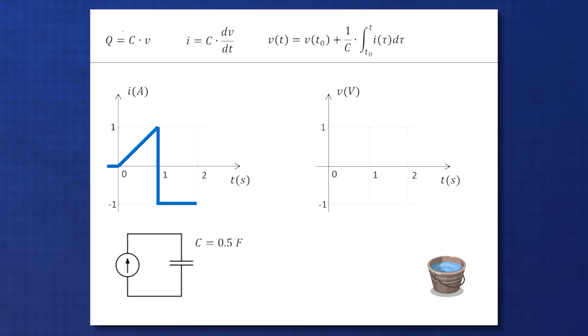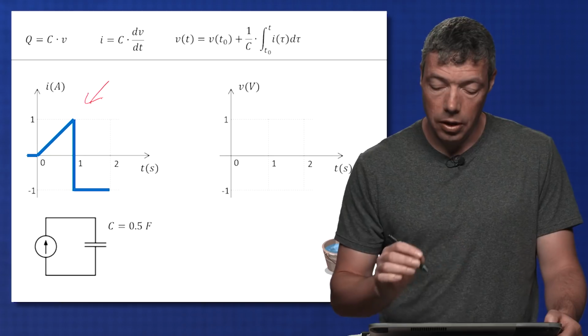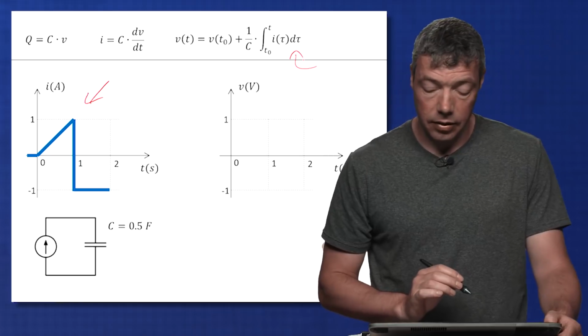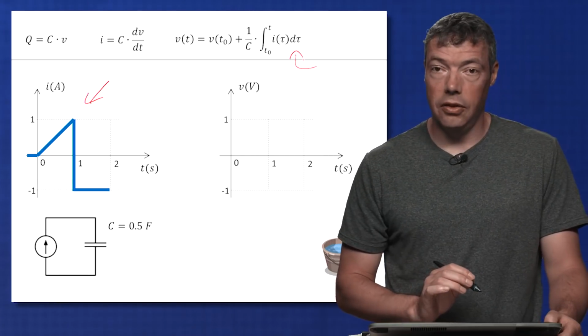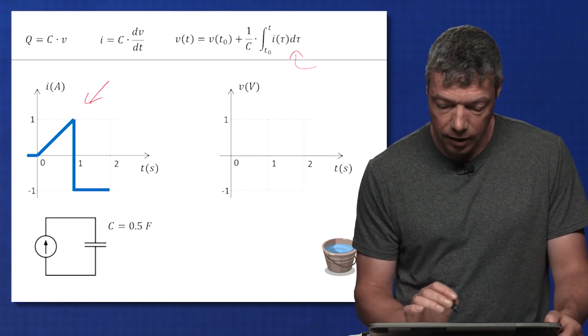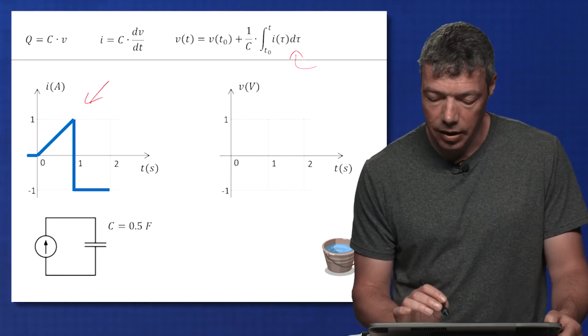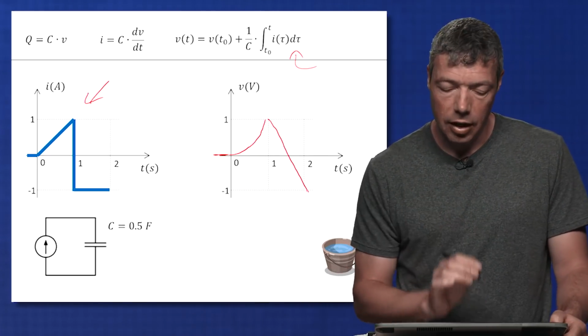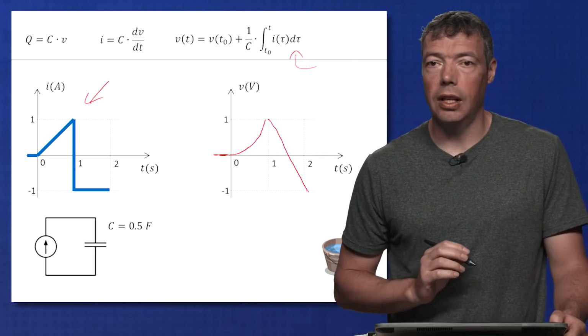Imagine I have my capacitor here and the current is given by this function. Current varies in time. What is the capacitor voltage going to do? Well, I can use this equation, and the capacitor voltage is going to be the integral of this current. Between time 0 and 1 I have a linear current, so this is going to be a quadratic equation in terms of the voltage. And then the current suddenly goes negative, and that means that the voltage is going to drop. And the voltage drop is going to be linear because the current between 1 and 2 is constant.